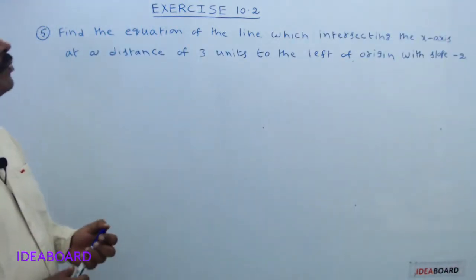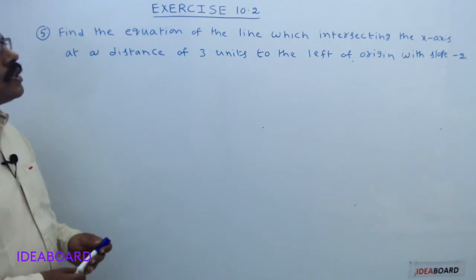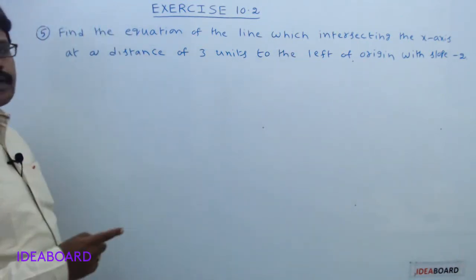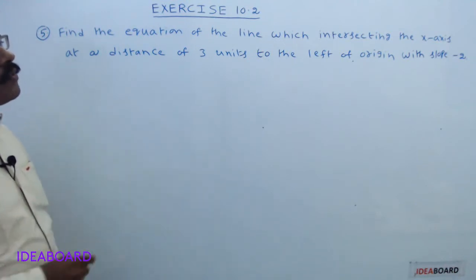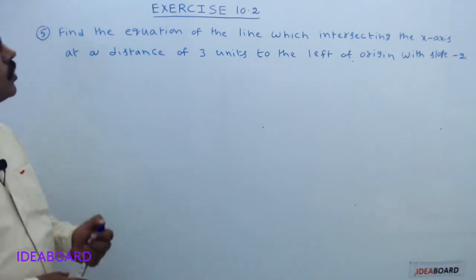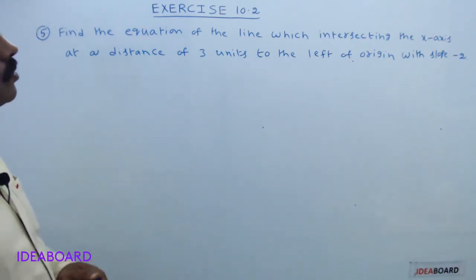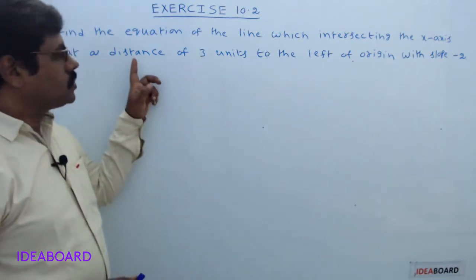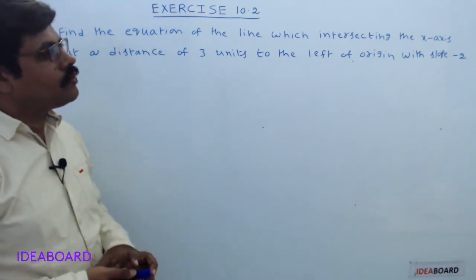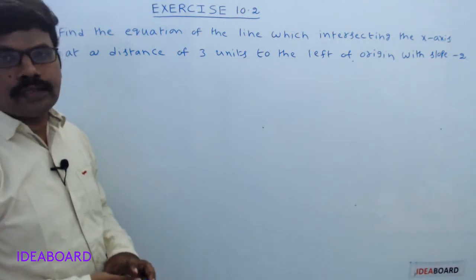Now come to the next problem. Find the equation of the line which intersects the x-axis at a distance of 3 units to the left of origin with a slope of -2. Now see the statement once again.